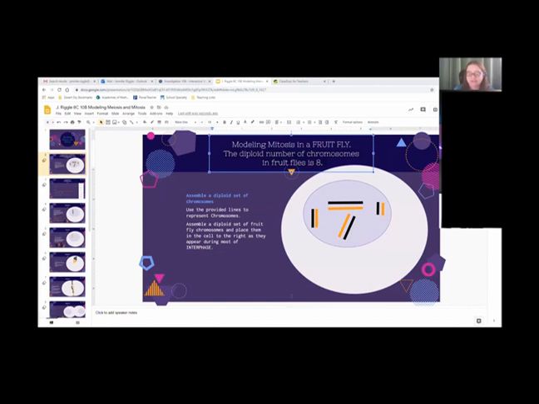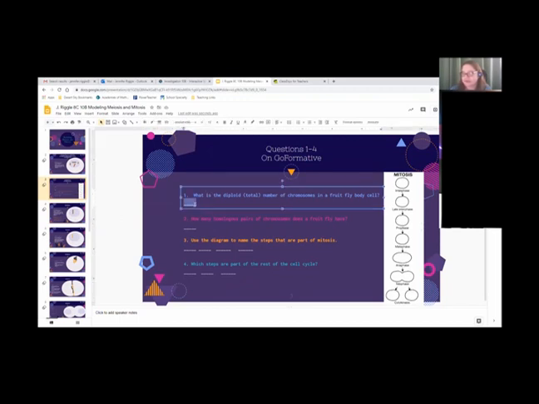I've got 2 people telling me the number of homologous pairs, but there we go. Perfect, Martha. Thanks for that correction. 2 people have given me the homologous pairs number, but we're looking for the diploid number, so the total number of chromosomes. All right, perfect, Christian. Thank you. So our answer to number 1 is 8. There are 8 chromosomes in each cell of a fruit fly.